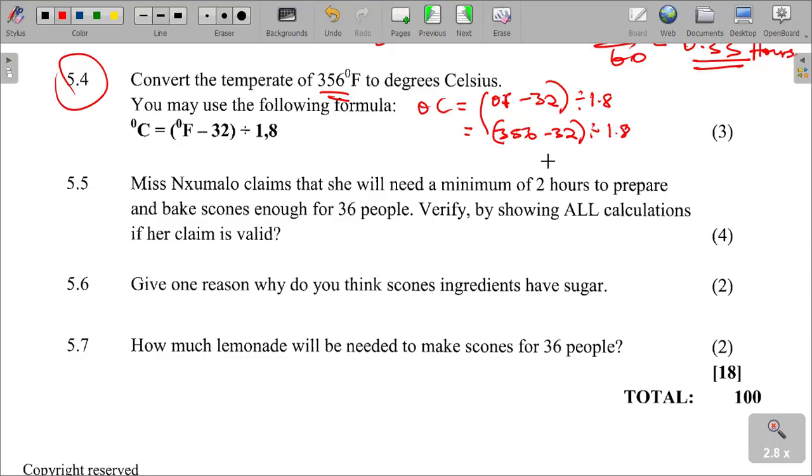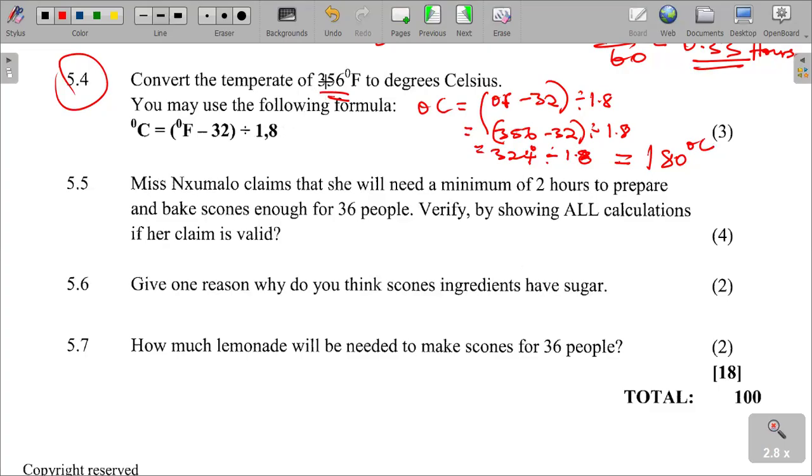Then we can get our answer as what? 324 degrees divided by 1.8, and then that will give us what? Divided by 1.8, then we can get our answer as 180 degrees Celsius. 180 degrees Celsius, then you can get your answer.